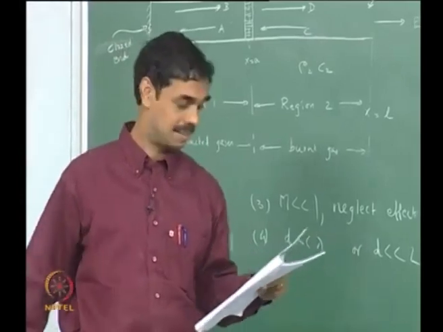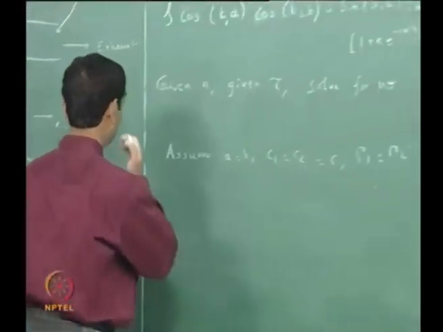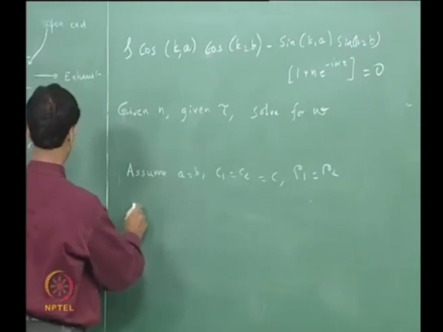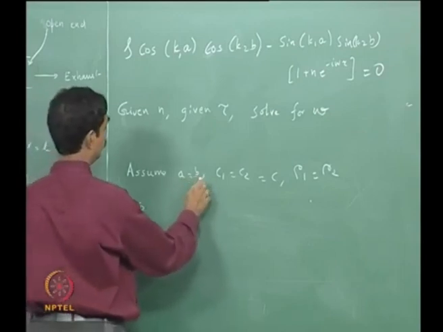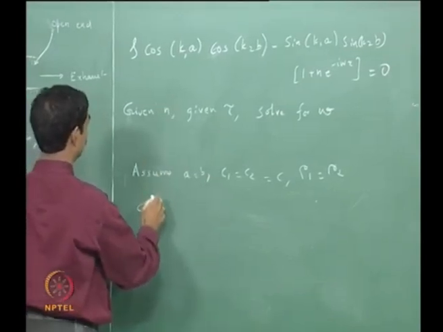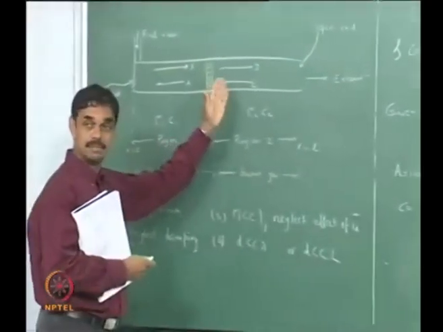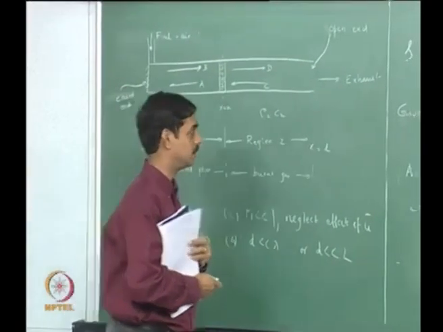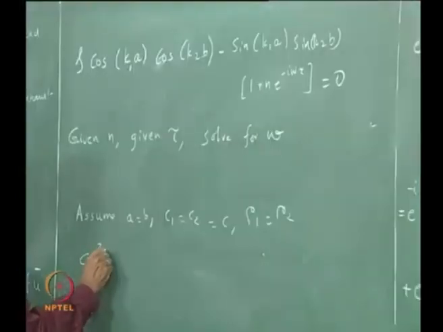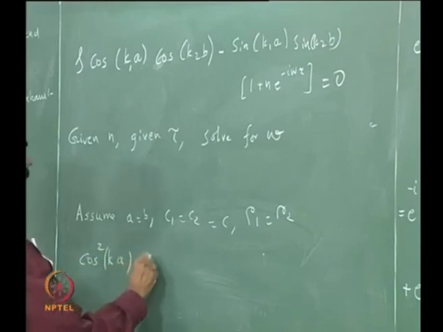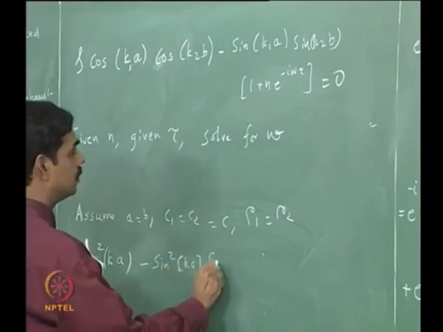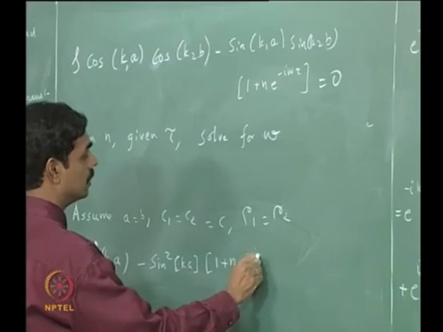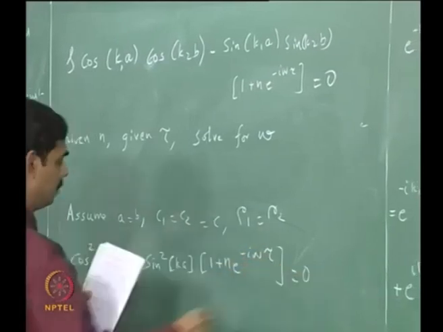Maybe I can ask this in the exam. So if you do this, what will you get? And we can also assume that A equal to B, that simplifies things further. A equal to B really means that this flame is at the middle of the duct, just for simplifying the trigonometric formulas. So cos squared k a minus sin squared k a into 1 plus n e power minus i omega tau equal to 0.